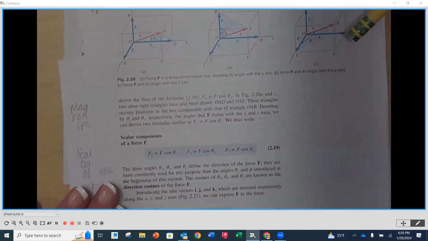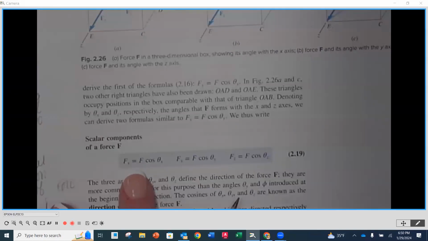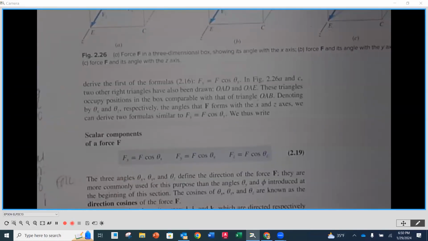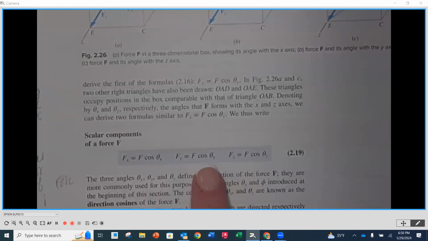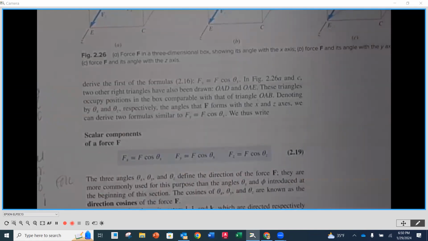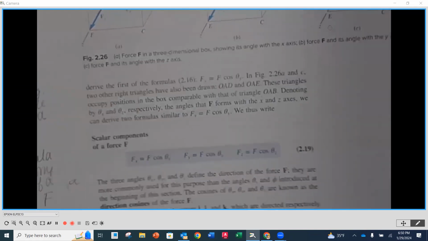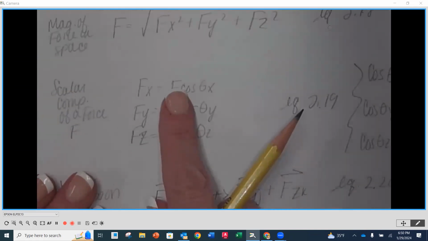So with the standard placement of the angle, our Fx component is going to be equal to F times cosine theta x. Our Fy is going to be equal to F, the resultant, times the cosine of theta y. And then our z component is going to be that magnitude of that force times cosine of theta z. So this is, if you would, equations. There's 3 equations for 219, and I put those right here.